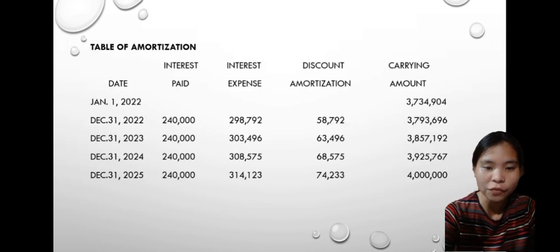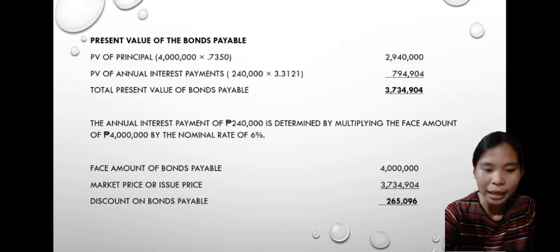So this is the solution for getting the present value, and next is the amortization table. First is the present value of the bonds payable, which is the PV of principal plus the PV of annual interest payments. The PV of principal is the face amount of 4 million multiplied by the PV of 1, which is 2,940,000. The PV of annual interest payments is the face amount of 4 million multiplied by the nominal rate of 6%, which is 240,000, multiplied by the PV of OA, 3.3121. The result is 794,904. The addition of those is 3,734,904, which is the total present value of bonds payable, or the market price.